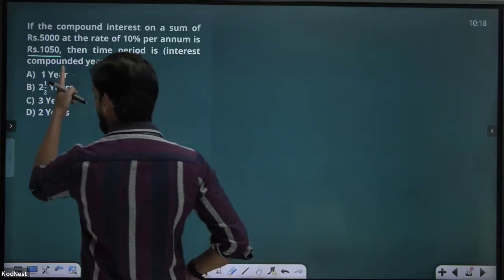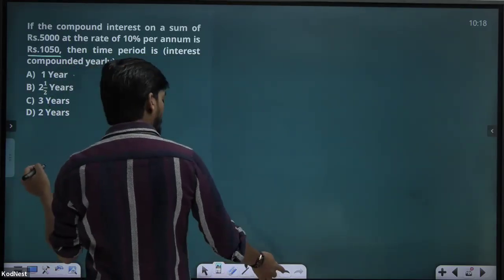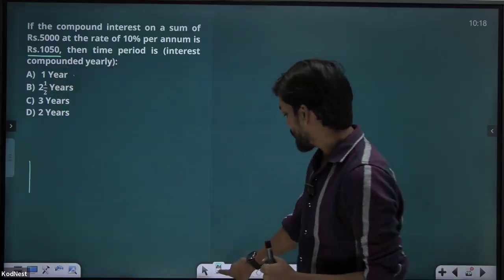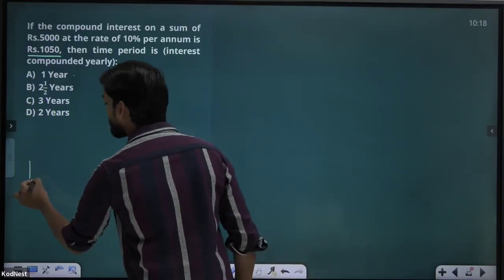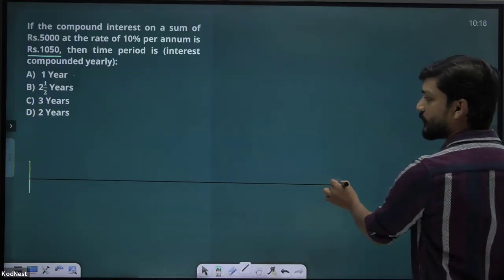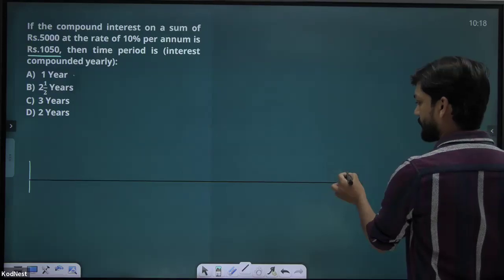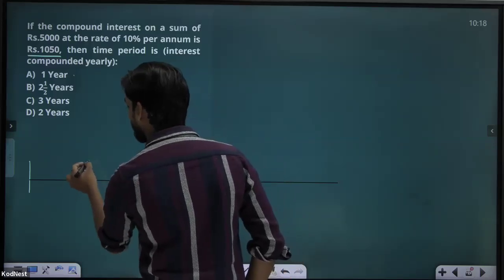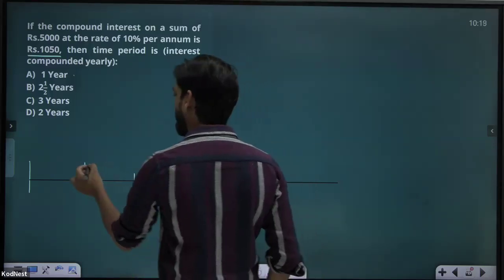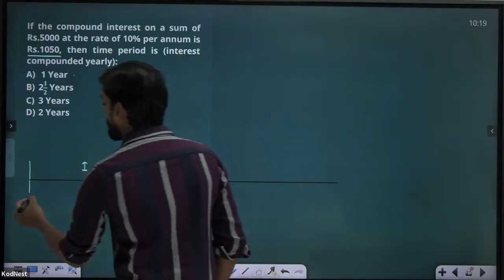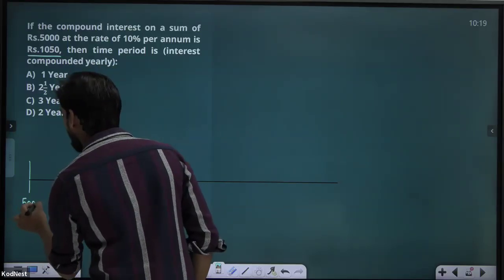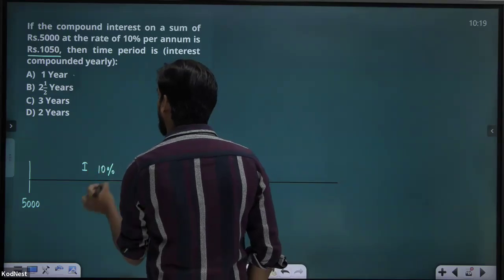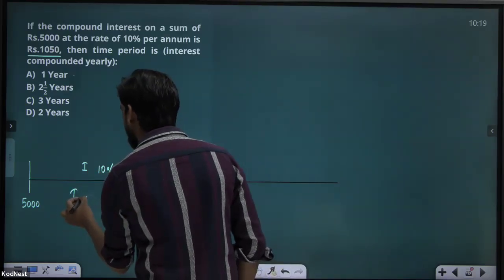So see, please, interest is already given. In what time interest will come out to be 1050, that time is going to be your answer. So I'm taking a line. How much line do I need? I don't know. Okay, I'm taking the first year. First year, 5,000 and 10%. Okay, please answer. Interest of first year.